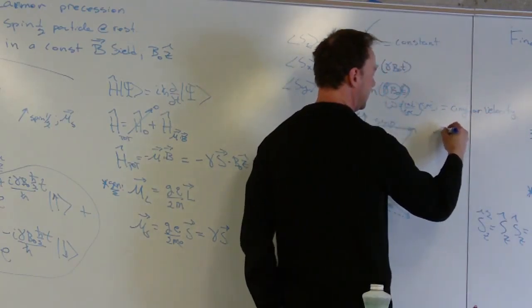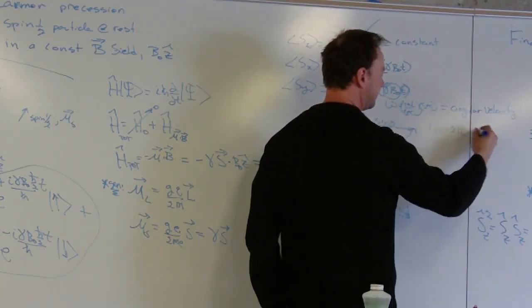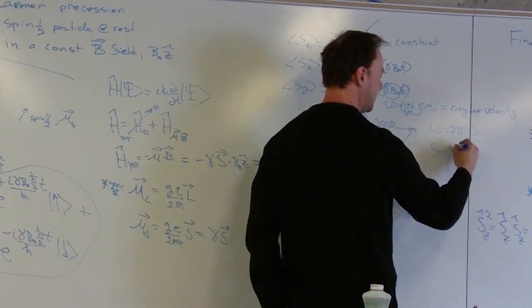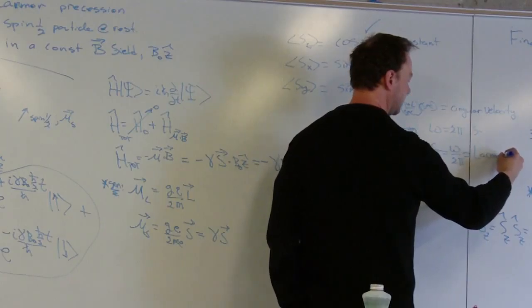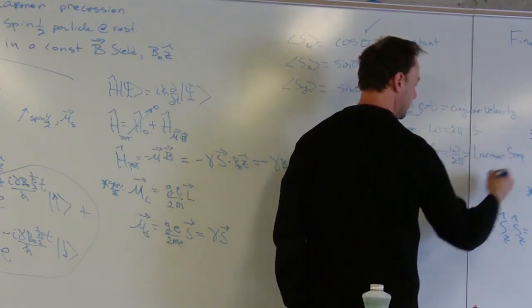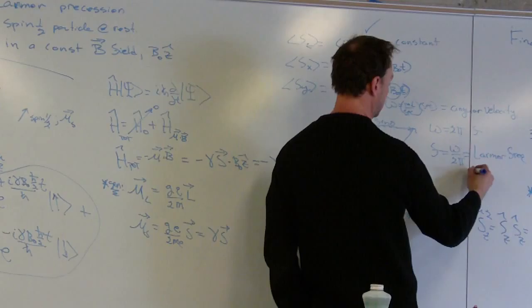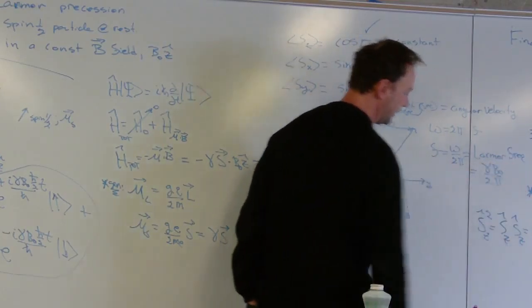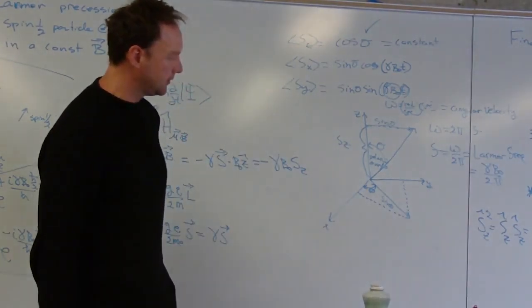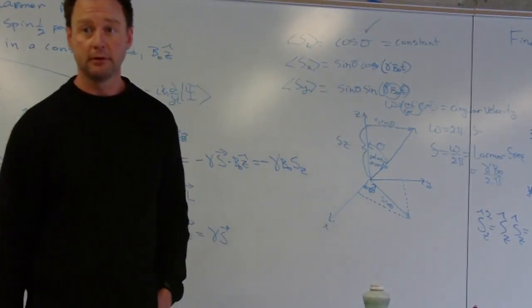And omega equals 2 pi times f. So f equals omega over 2 pi. That equals the Larmor frequency. And here it's going to equal gamma b0 over 2 pi. And if you check out the units of that, it will have units of hertz.